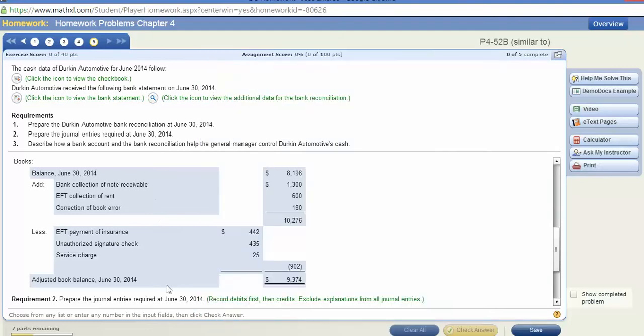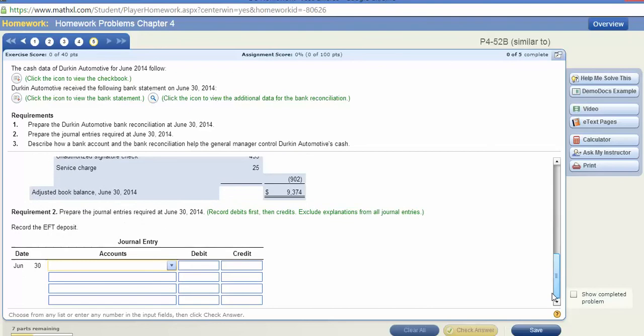Okay, we made a bunch of adjustments, and we need to make entries. We need to make journal entries for these entries. We can't just take it for granted. The whole purpose of doing this bank rec is to know what kind of journal entries we need to make. So let's go ahead and make our journal entries, and we'll just take them one by one. The first one is record the EFT deposit.